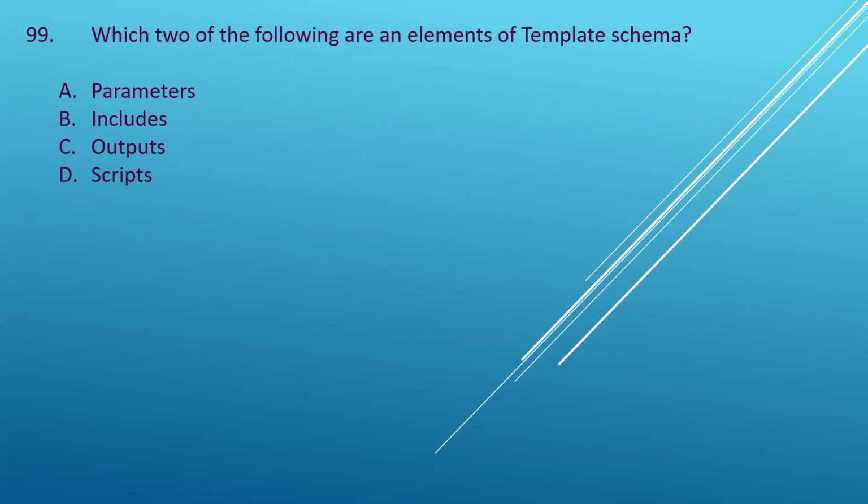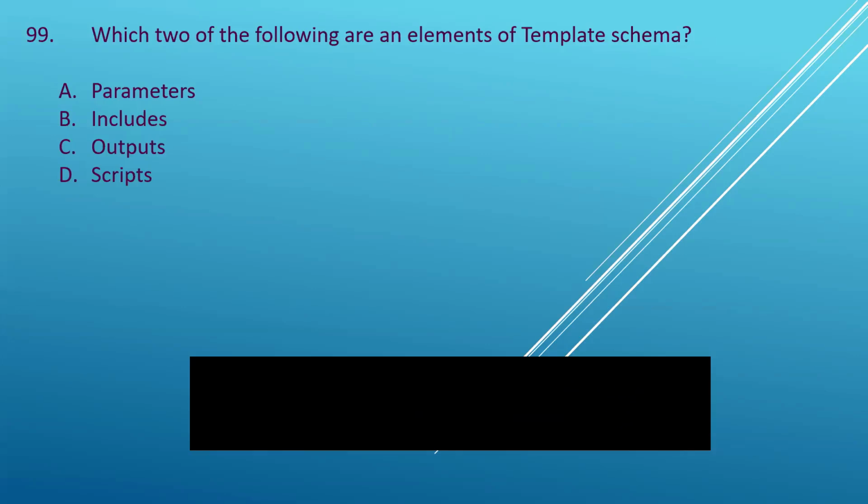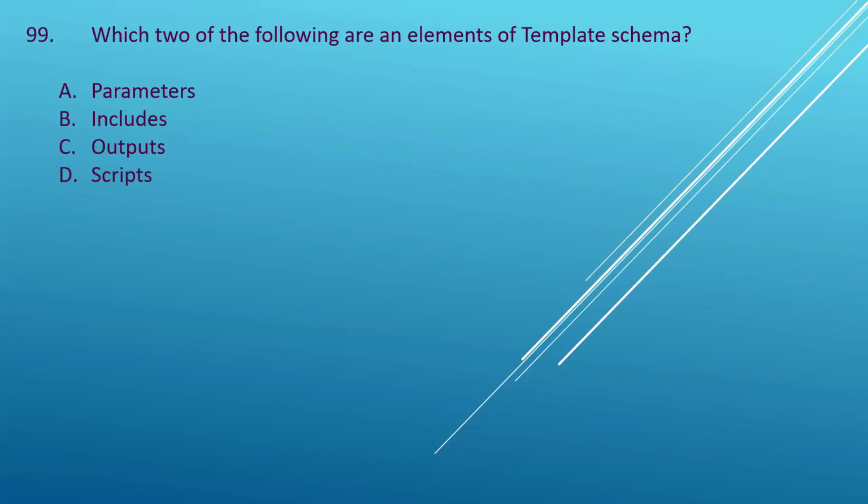Which of the following are an element of template schema? Your options are parameters, includes, outputs, script. The elements of a template schema typically include parameters and outputs.